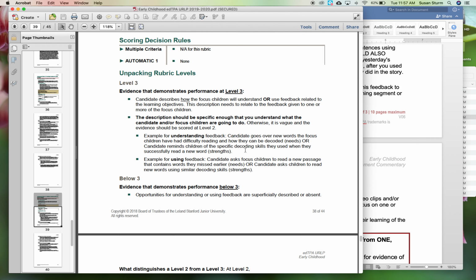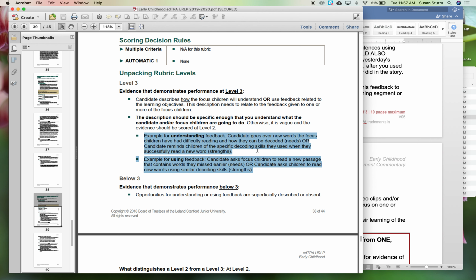Candidate reminds children of the specific decoding skills that they used when they successfully read a new word. So here's an example of strengths and needs, and you're going to "and" those because you want to get a level 4. Oh, wait, sorry. This is "anding". So you want one of each of these. So the first one is understanding feedback. How are you going to help your children to understand the score that they got and the feedback that you wrote to them? You have to have some way of telling them how they did.